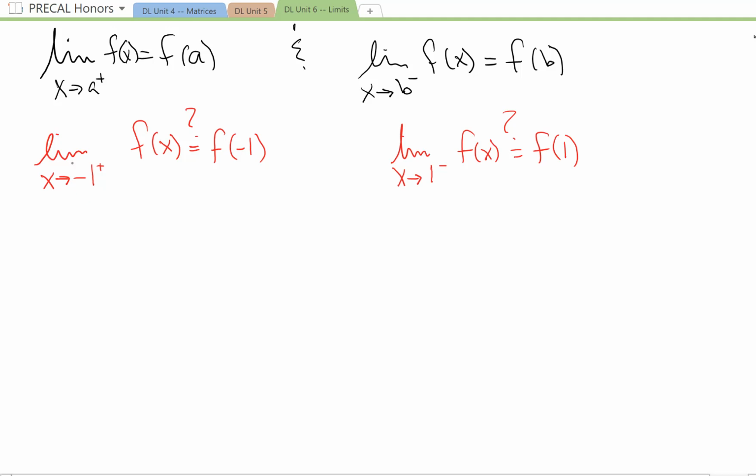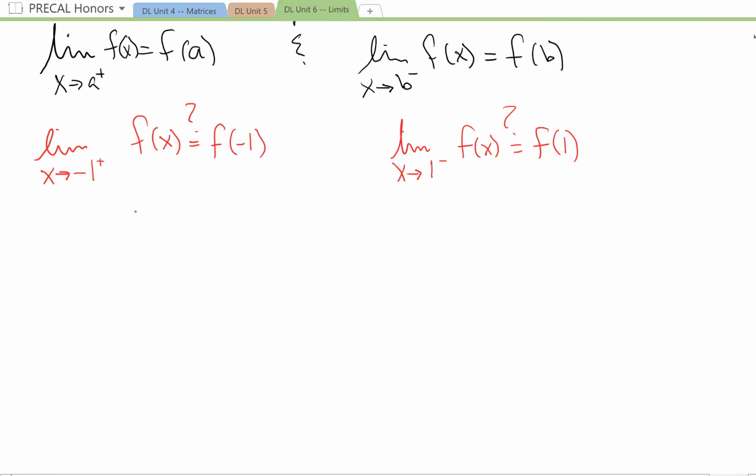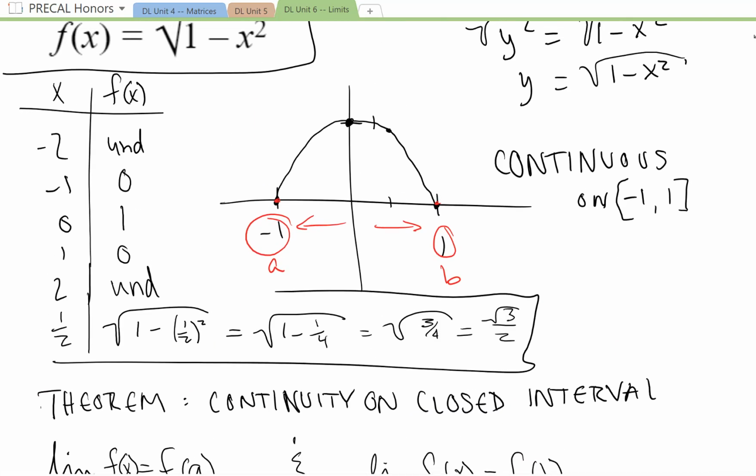The limit as you approach -1 from the right is clearly 0, and as we approach B from the left, that is also 0. And f of -1 is 0, f of 1 is 0, therefore we were correct, as we saw graphically, it's continuous on the interval -1 to 1.